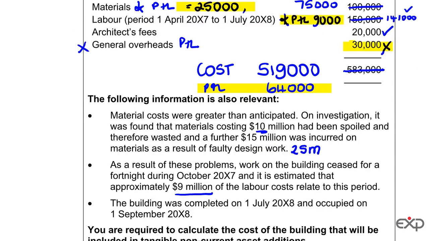Now, the reason that they're telling us that the building is completed on the 1st of July is because we then know that this cost will be depreciated from the time it was completed, from the 1st of July.